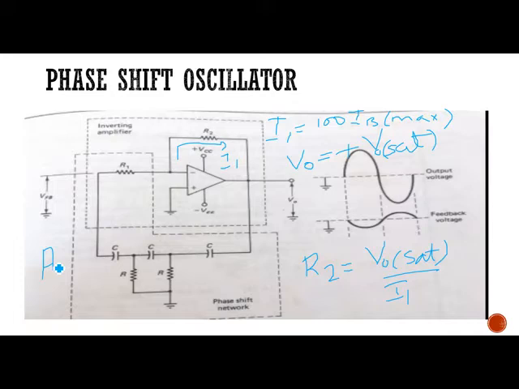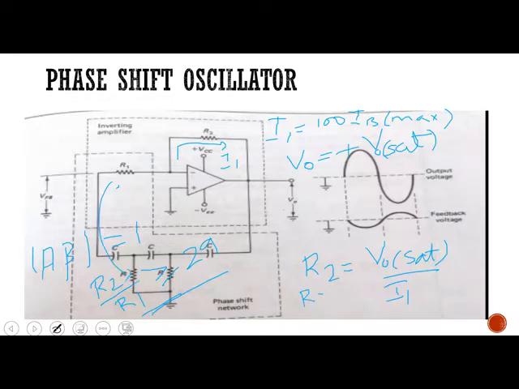We know that the magnitude of A into beta should be equal to 1 and the gain should be greater than or equal to 29. That means the gain of this inverting amplifier, R2 by R1, should be greater than or equal to 29. From this we can find the value of R1. This R1 is nothing but equal to R, so R is equal to R1. Using the expression for frequency f equal to 1 by 2 pi root 6 RC, we can find the value of the capacitor C. This is how we design this circuit.